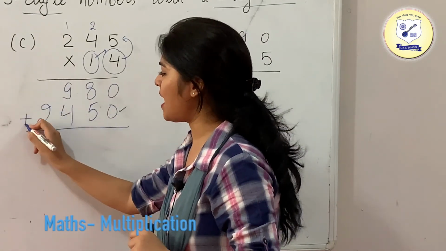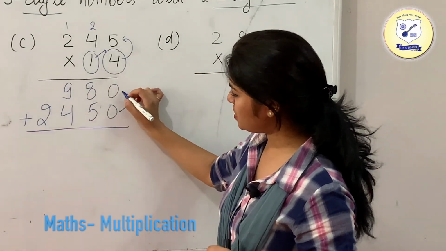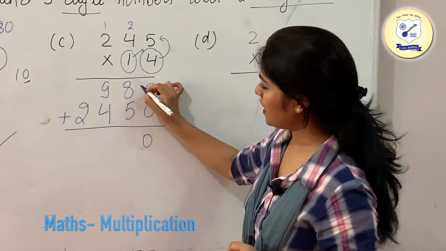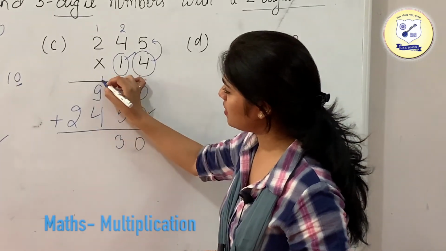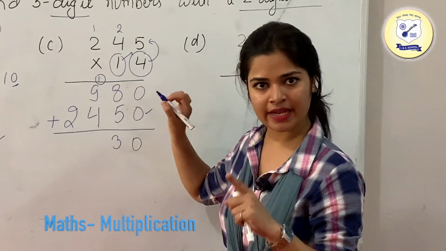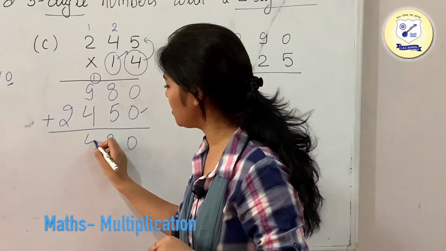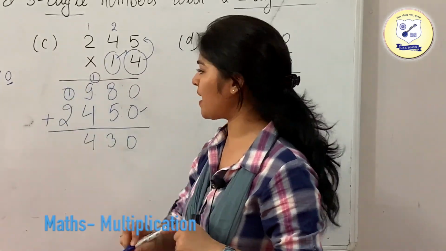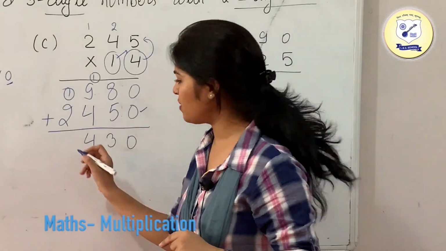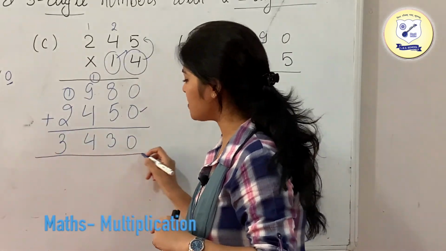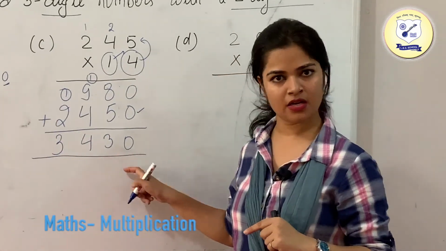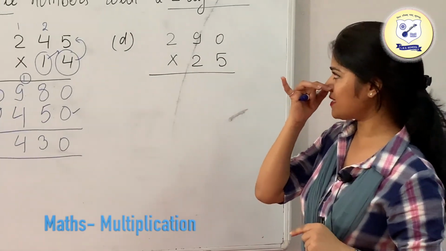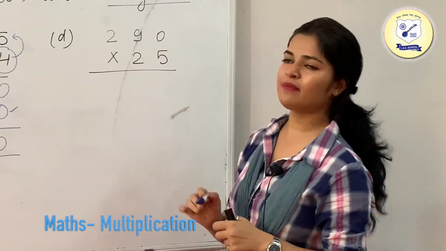Now just add the numbers. So it is going to be 0 plus 0 is 0. 8 plus 5 is your 13. 9 plus 1 is your 10. 10 plus 4 is 14. Write 4 over here and 1 as your carry. So 2 plus 1 is going to be your 3. So this is your answer, which is 3430. Now the fourth example is 290 multiplied by 25.